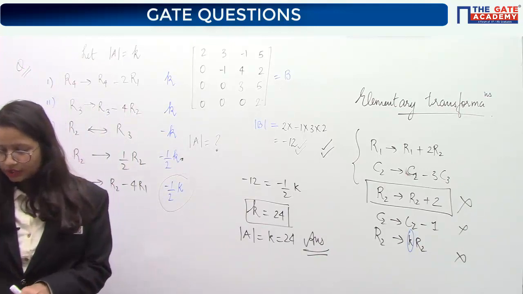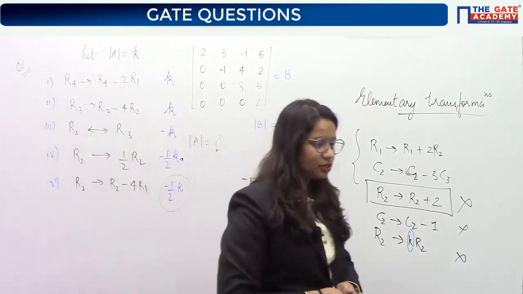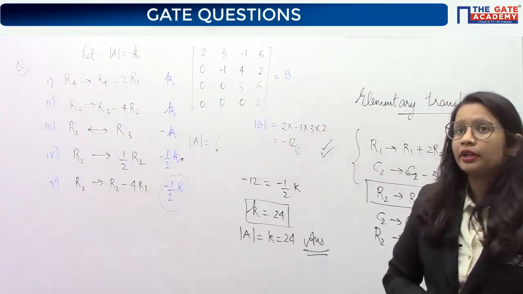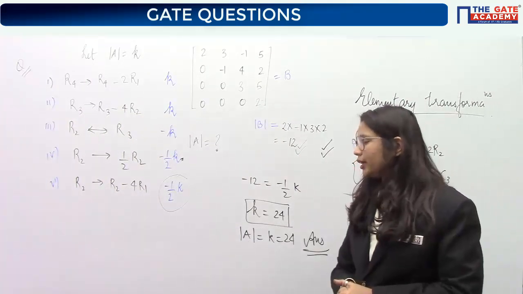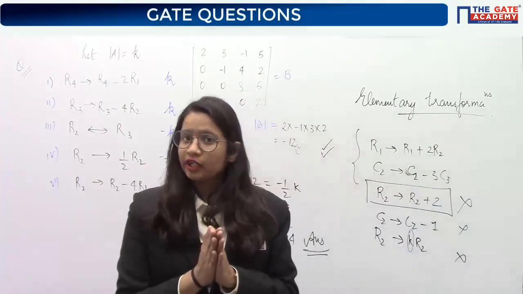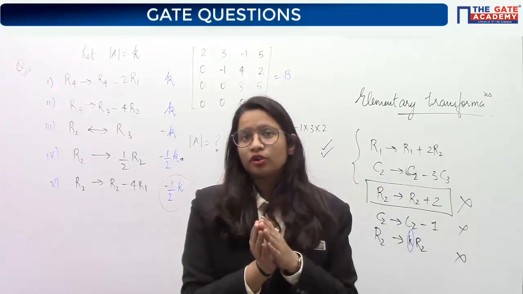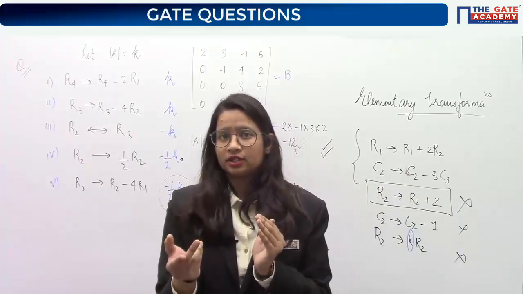Any doubt in this question? Any doubt? Determinant represents area, then how is it -12? Okay, determinant represents area, but how is it -12? The thing is that I have asked you the value of the determinant. I have not asked you the value of area. Not every time will your 2 cross 2 matrix represent your vectors.